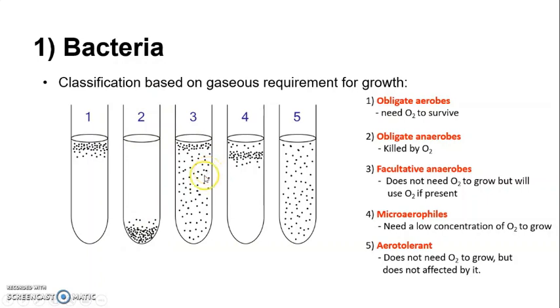The third one is facultative anaerobes. It does not need oxygen to grow, but a little bit of oxygen will not harm them. The next group is microaerophile, which means it needs a very low concentration of oxygen to grow, just a little bit. So that's why it usually grows a little under the surface of the media. The last one is aerotolerant. It does not need oxygen to grow, but it is not affected by it, meaning it will grow all over the media because oxygen is not a concern for them.